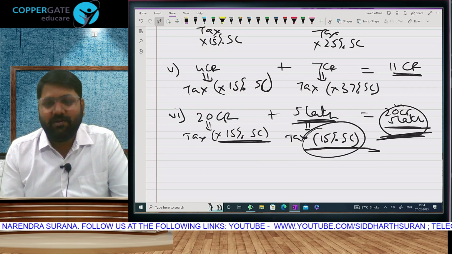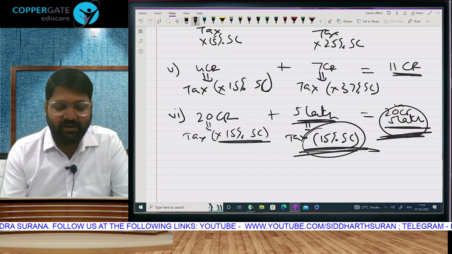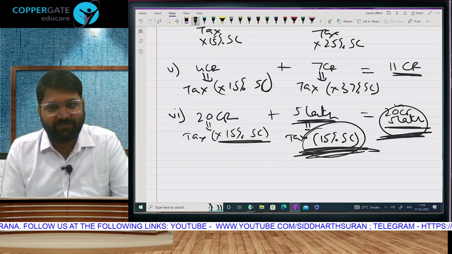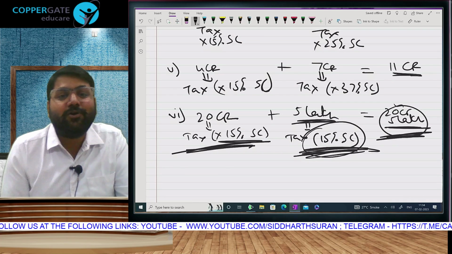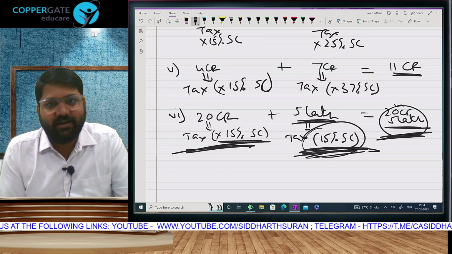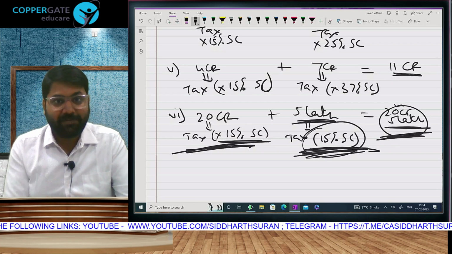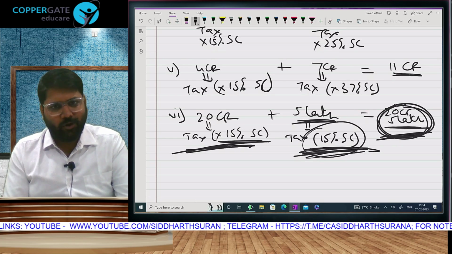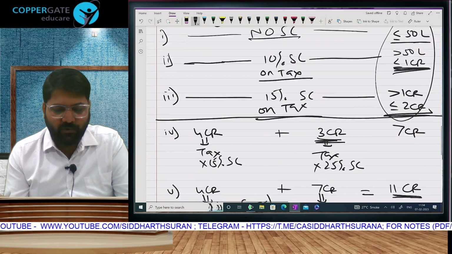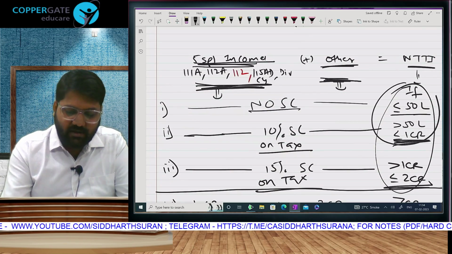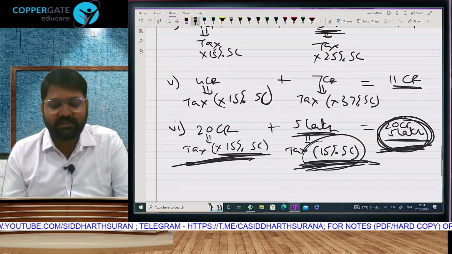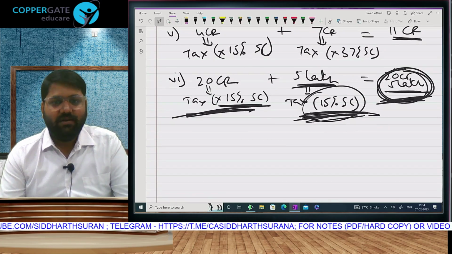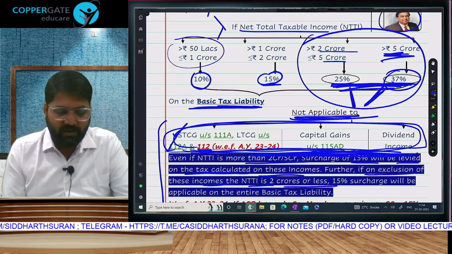25 will not apply because this is not crossing 2 crore. 37 will not apply because this is not crossing 5 crore. And on this, even if they cross 2 crore or 5 crore, 25, 37 not apply. But 15 will apply because you have crossed 1 crore. The moment you cross 1 crore, 15 will apply. If you have not crossed 1 crore, then you may fall in these cases. Then this discussion is not applicable. Have we understood? Now with the help of numbers.